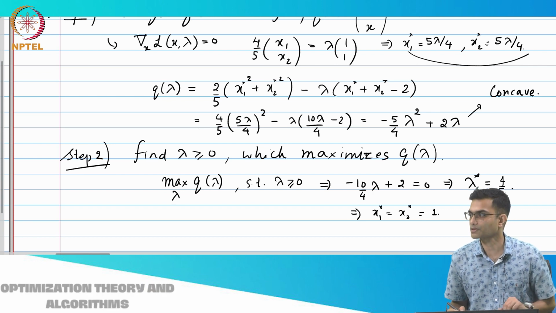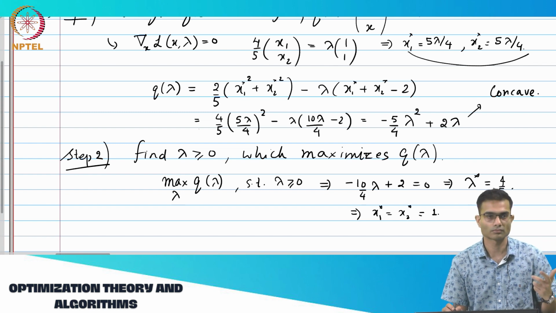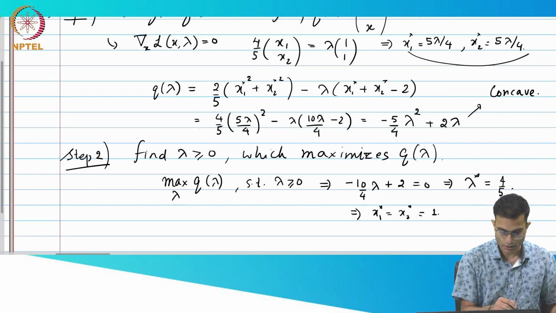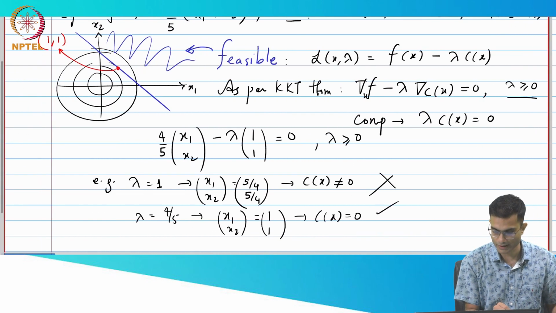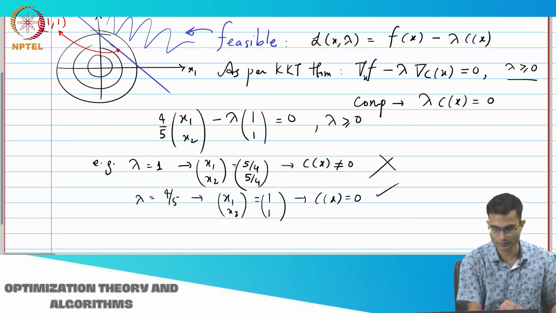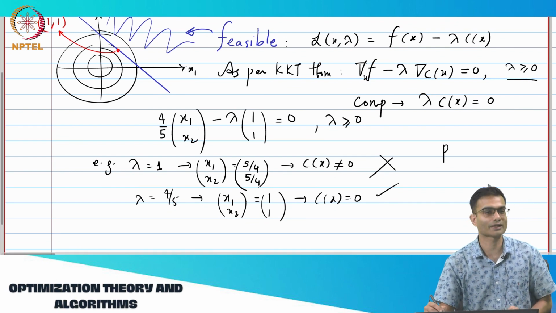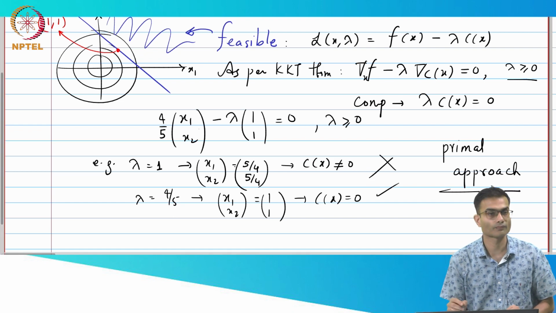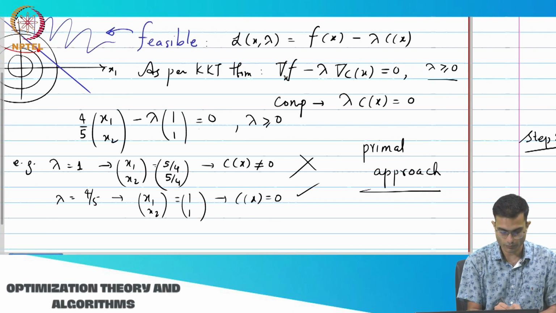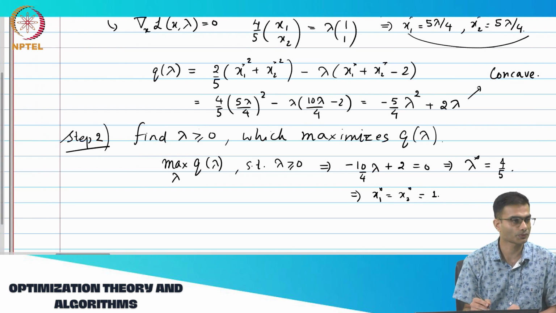Which is the same solution as we had in the regular approach. The so-called regular approach, which we did over here, taking the KKT and setting the derivative equal to 0, is called the primal approach. And what we just did right now in this two-step formula is called the dual approach.